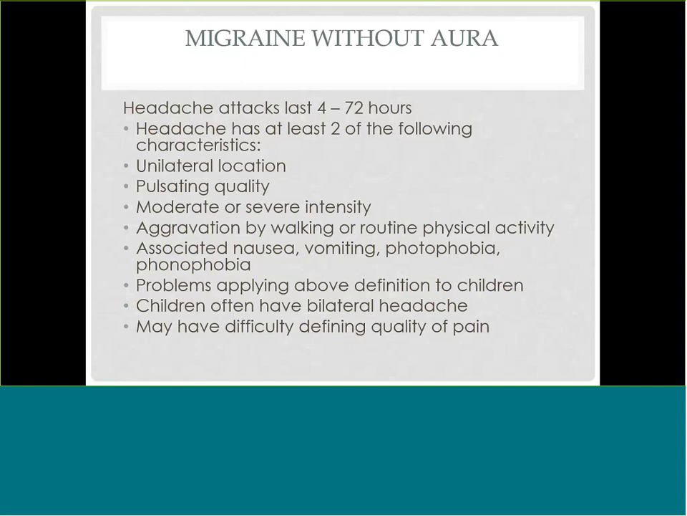So some of the definition is based on work in adults, and there are problems in applying these definitions to children. So going back to the adult data, migraine headaches should last between 4 and 72 hours and have 2 of the following characteristics. Unilateral location, meaning one side of the head, and a pulsating quality. They should be of moderate or severe intensity, and they should be made worse by walking or routine physical activity.